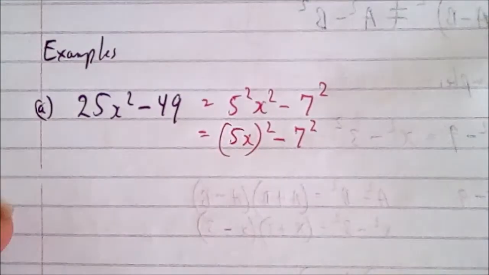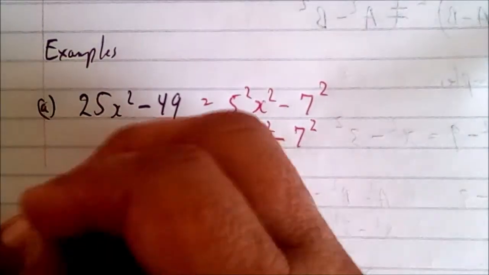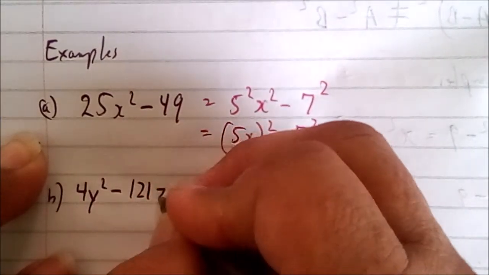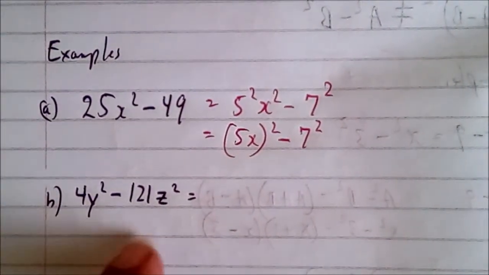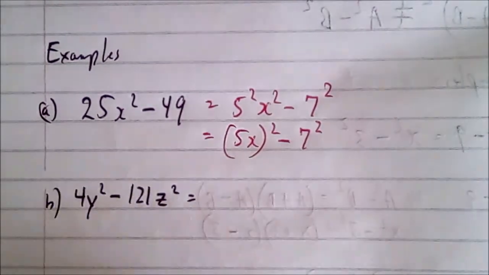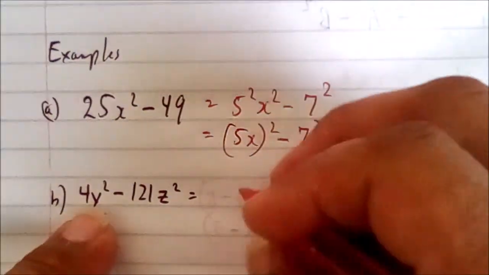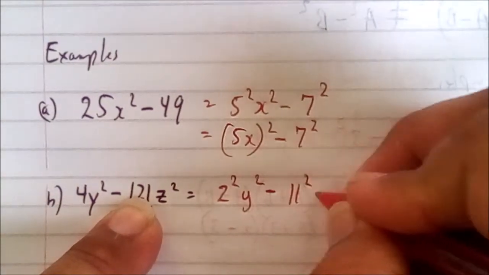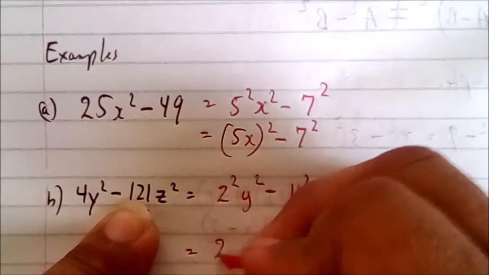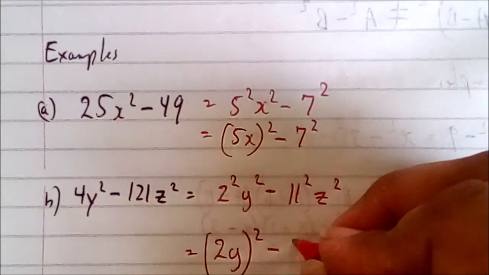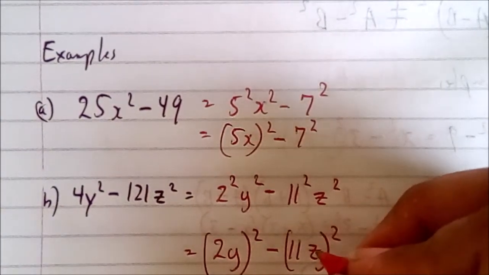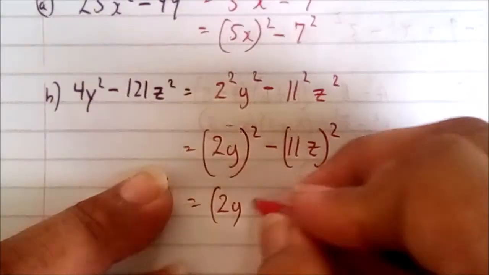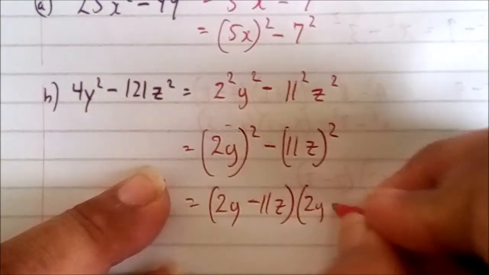All right, we go to the next one. Let's say for example we have 4y squared minus 121z squared. Now the rule doesn't say that this must have a letter or a number and so forth, just so long as you can make it a perfect square. So here I express the 4 as 2 squared y squared, minus 121 is actually 11 squared z squared. This now gives me 2y squared minus 11z squared, and this can be expressed as 2y minus 11z times 2y plus 11z.